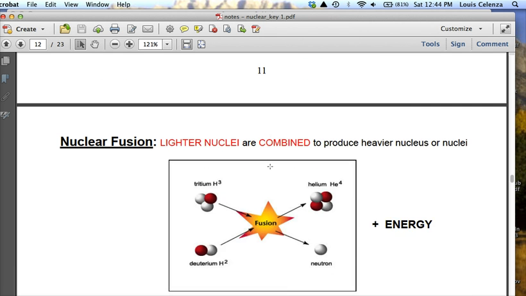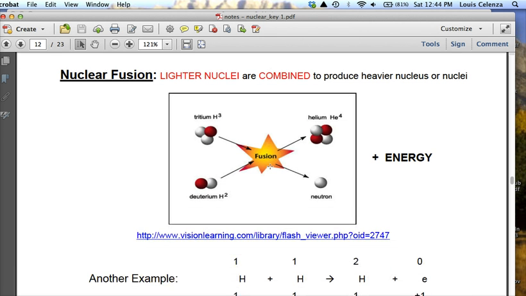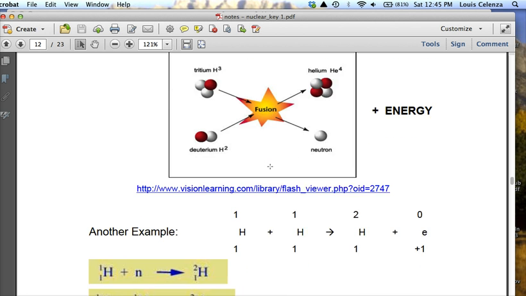The next type of artificial transmutation is called nuclear fusion. And in one way, it's the exact opposite of fission. In nuclear fusion, you take two small nuclei, usually hydrogen atoms, and you combine them together at a very high temperature, and they make a bigger nucleus. And when they do that, they also give off a tremendous amount of energy, similar to fission.